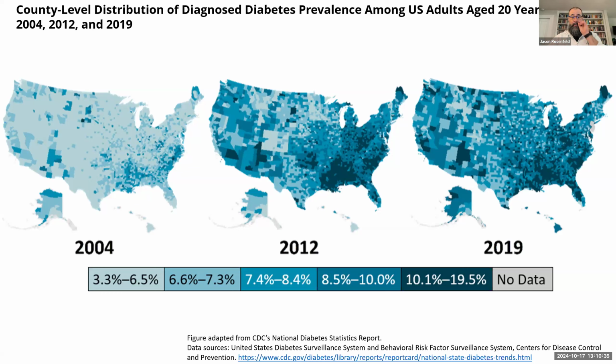Let's move along. I got a couple more examples here. So here we have county level diagnosis of diabetes prevalence, adults 20 years or older, 2004, 2012, 2019. Light blue is the prevalence 3.3 to 6.5%. Dark blue is the highest prevalence 10.1 to 19.5%. This is to show you that you can look at the data in a lot of different ways. This is showing us county level data across the United States at 3 different time spots. What observations do you guys make?